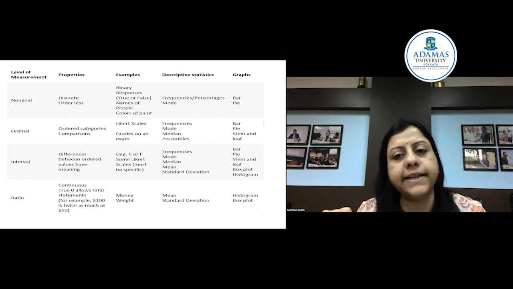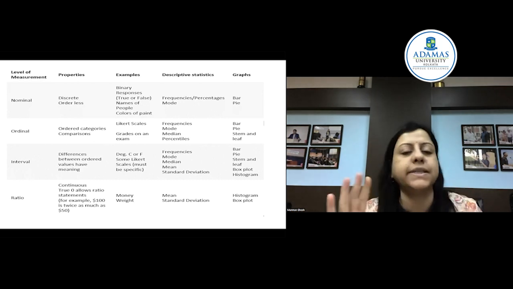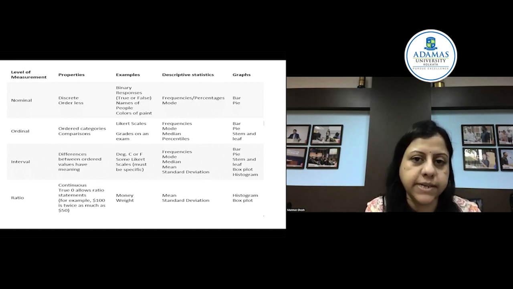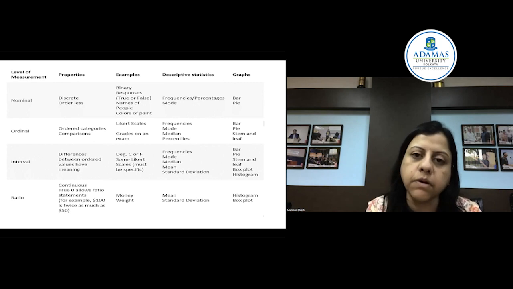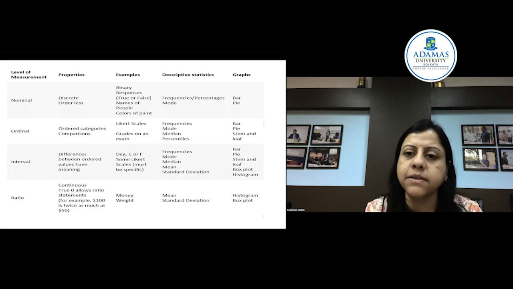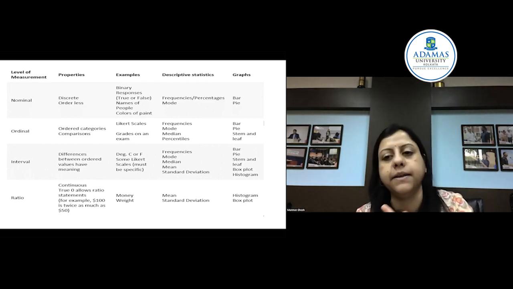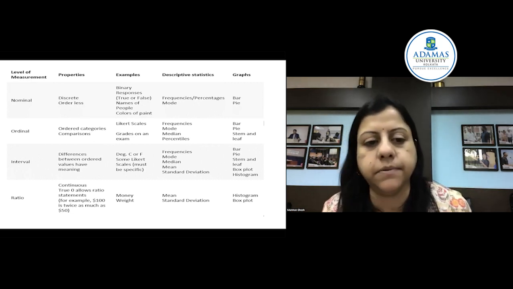So when you have nominal data, the descriptive stats that you can use are always frequency and percentages, nothing else, because that is categorical or qualitative data, and you can't do any sort of statistical analysis on it. And the representation through which you can present it in your paper or in your work is a bar diagram or a pie diagram. So if it's frequencies, go for a bar diagram. If it is a percentage representation, go for a pie diagram. The pie slices come very well when the data is in percentage.